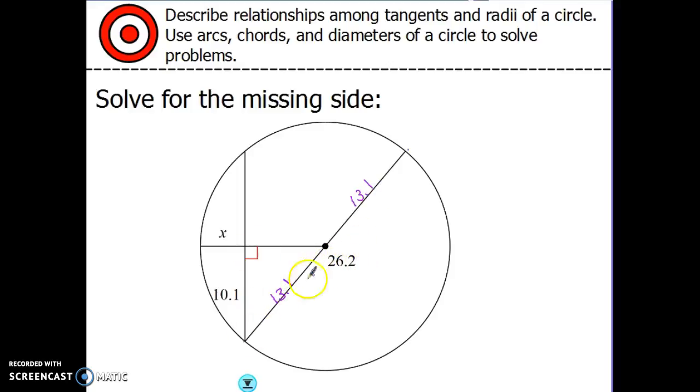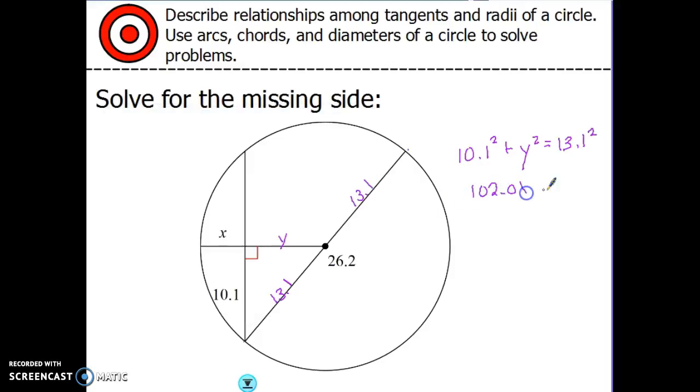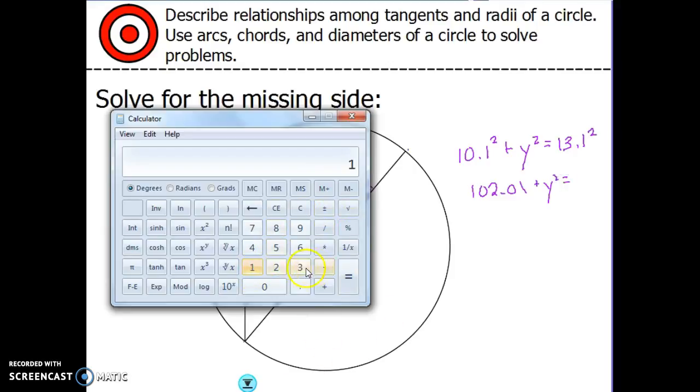Oh, and notice they even drew in the triangle for you already. How nice is that? So you have one of your legs. Notice this is the other leg. You're going to have to keep careful track of where the right angles are on these things. And this is the hypotenuse. So that's going to be 10.1 squared plus y squared equals 13.1 squared. All right, so let's do this. So 10.1 squared, that's going to be 102.01 plus y squared equals, I need 13.1 squared.